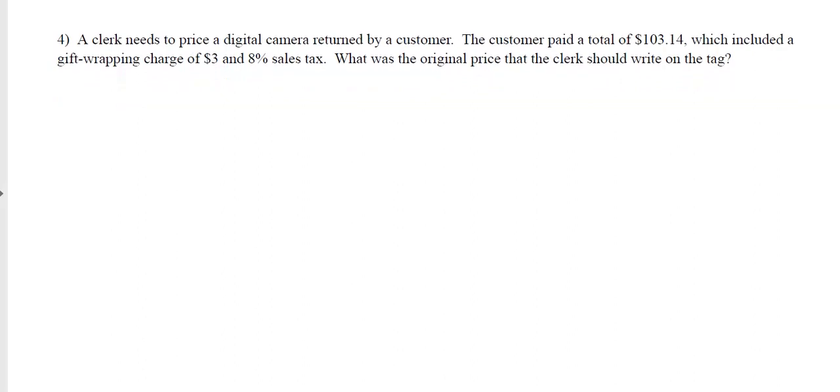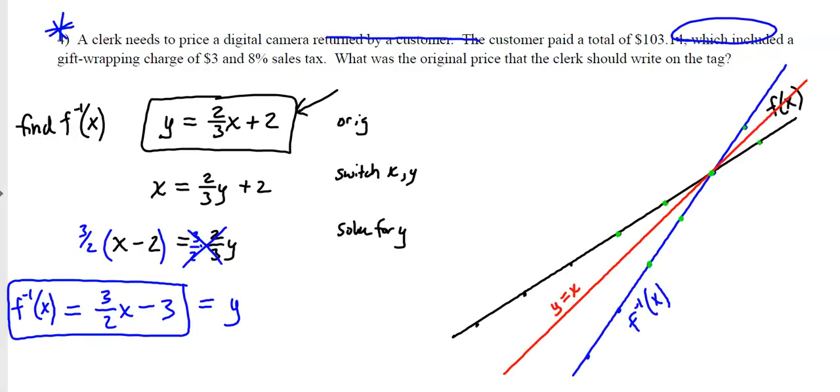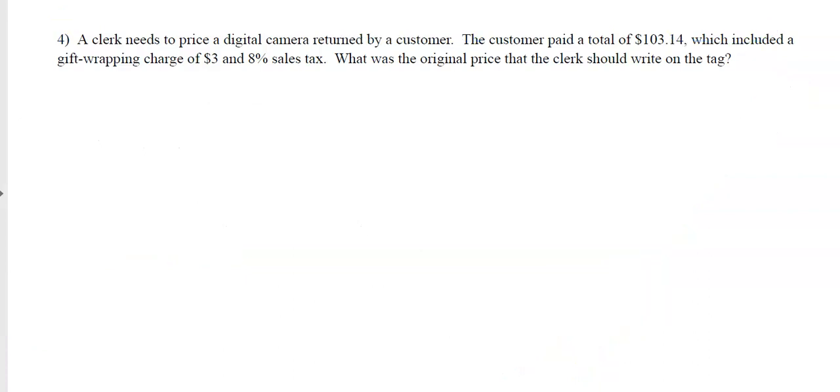Here's kind of an application. So it says a clerk needs to price a digital camera that was returned by a customer. The customer paid a total of $103.14. So this was out the door, $103.14. So I'm going to write that down. $103.14. That was the finishing price. That included a gift wrapping charge of $3 and then 8% sales tax.